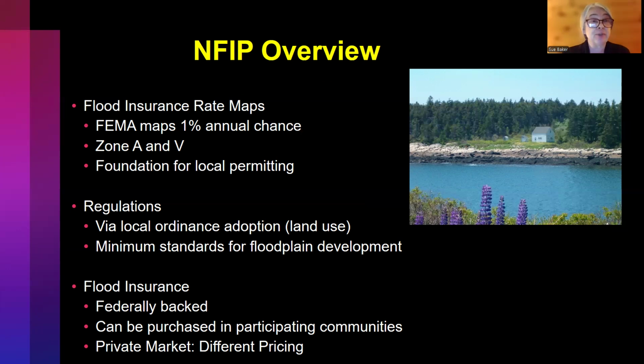And the floodplain management ordinance regulations are adopted locally, and they need to meet the minimum standards for both the national and state requirements. And because the community participates in the NFIP by adopting a local land use ordinance, that's the mechanism that actually makes federally backed flood insurance available within the community.